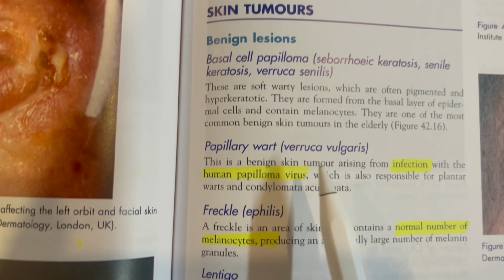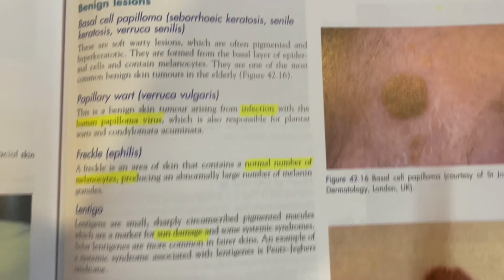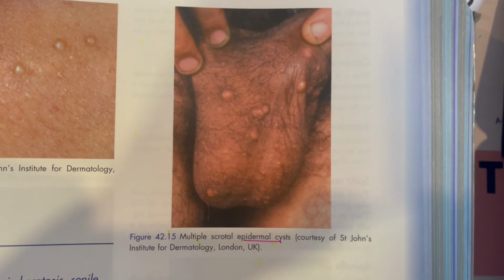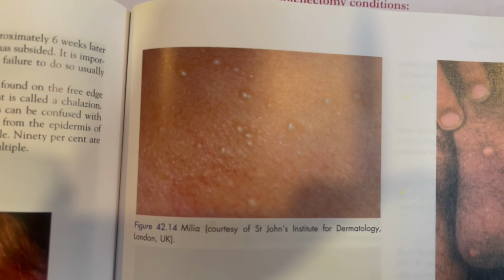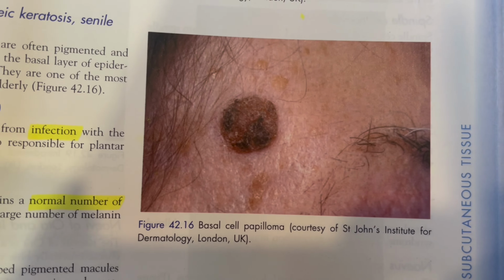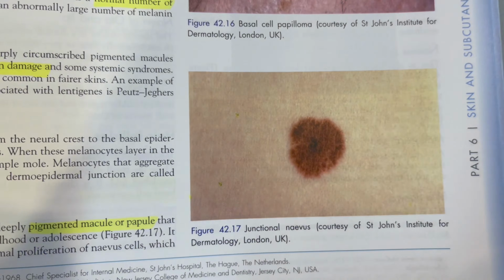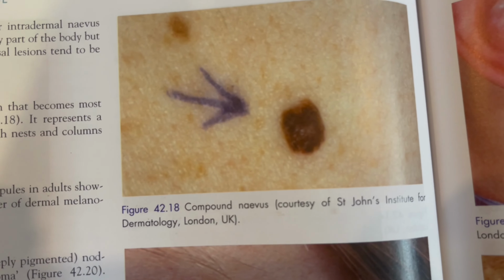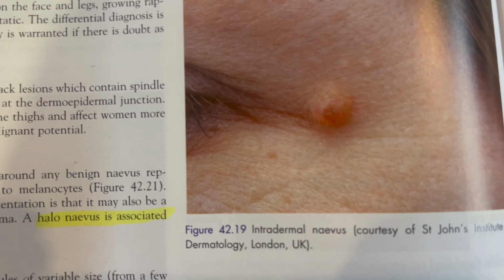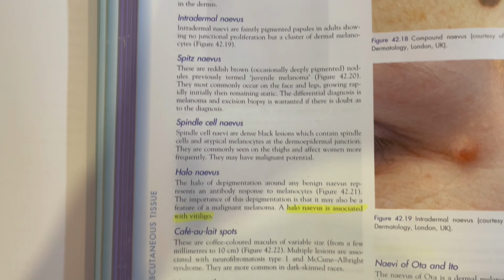These are basal cell papilloma, warts, freckles, lentigo, moles, nevi, junctional nevus. Some of the benign ones include scrotal epidermal cyst. This can be milia, this one is a basal cell papilloma, and this one is a junctional nevus. Just keep in mind some of the benign tumors of the skin. This is again a compound nevus, and you can see intradermal nevus. Nevi are benign tumors.